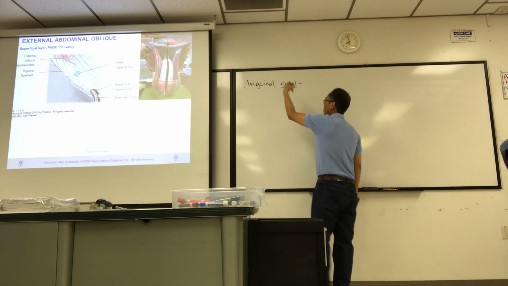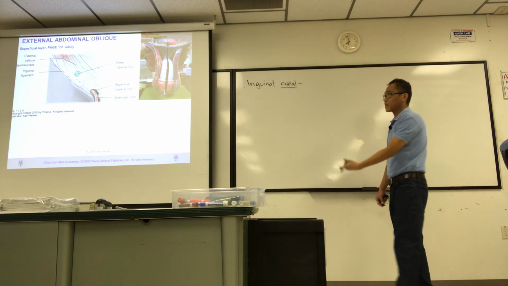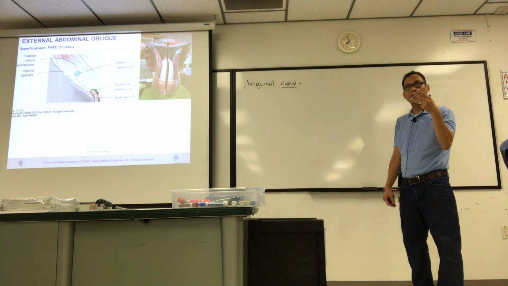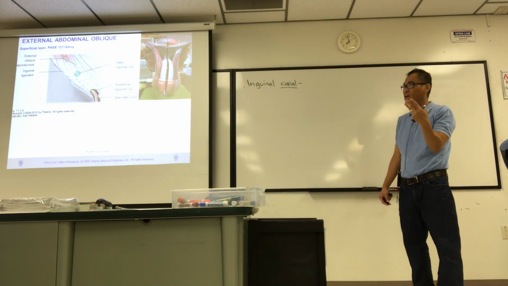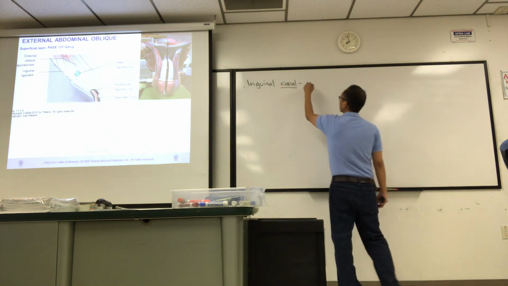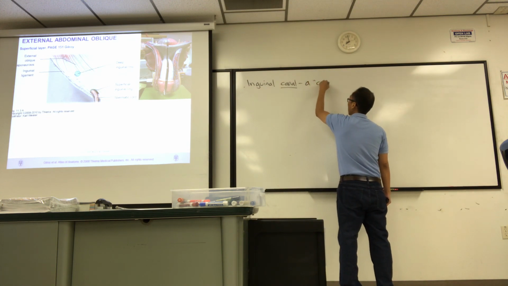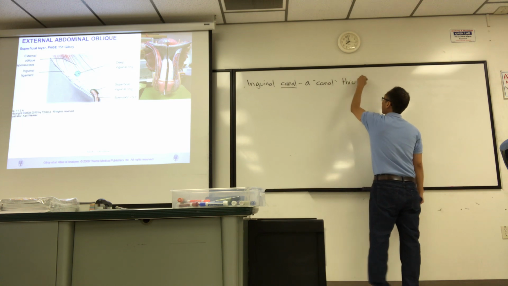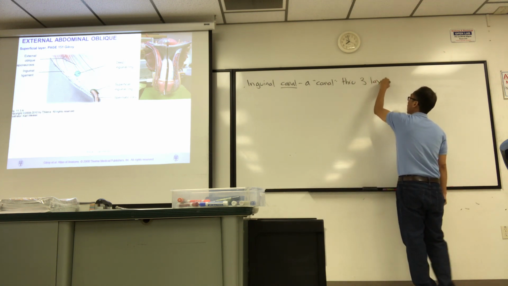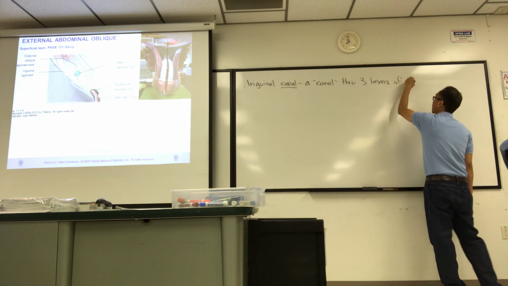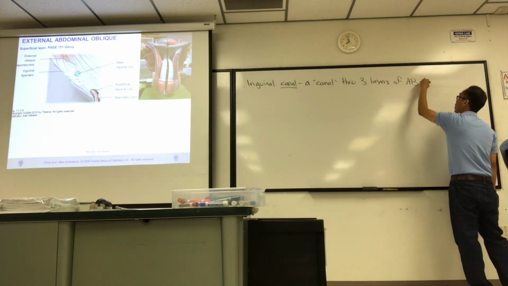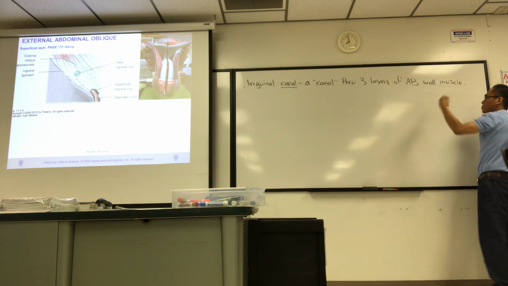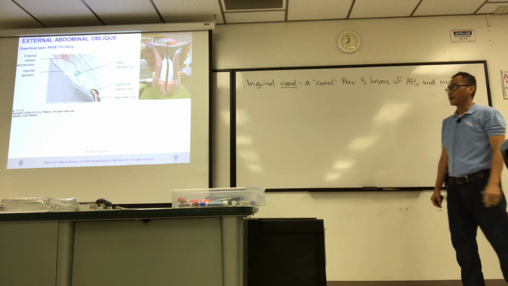Just think of, you know what a canal is, just think of this as a canal in the groin region through three layers of ab wall muscle. That's pretty much what it is. Quote unquote canal through three layers of ab wall muscle. Just to describe it very simply, okay?